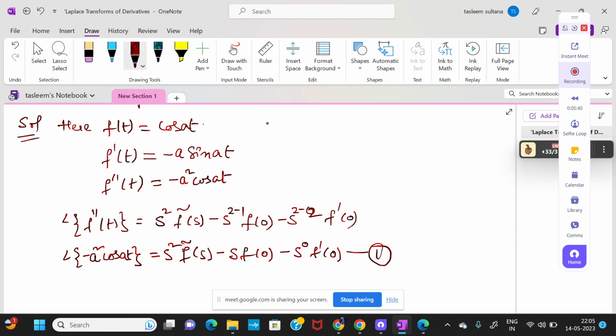When f of 0 is equal to cos a of 0, cos 0 is equal to, what is the value of cos 0? Cos 0 value, Aditya? Ma'am, 1. Then f dash of 0 is equal to minus a sine a of 0.